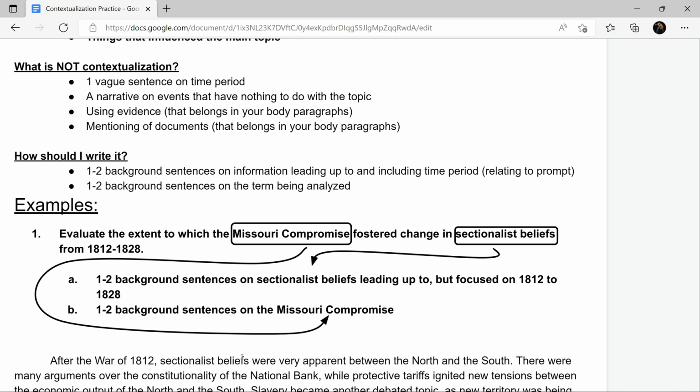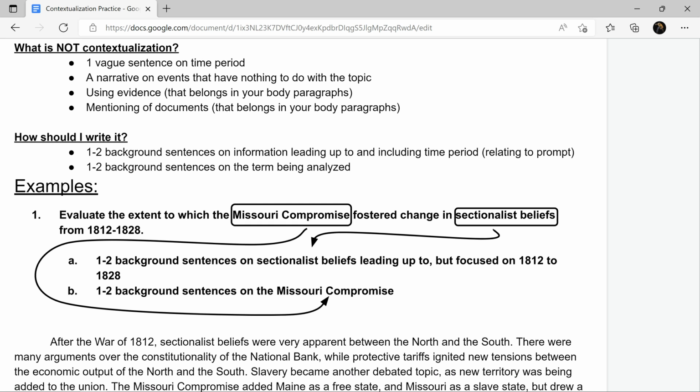All right. So now, how should I write it? Maybe 1 or 2. That means, again, either you're doing 4 sentences or 2 sentences. Everybody got me on that? Which then kind of aligns with where I said 3 to 5. That's right there in the middle. Everybody got me on that? You have 1 sentence that gives you background information about the period relating to the prompt. And then you have 1 sentence that gives you maybe something being analyzed.